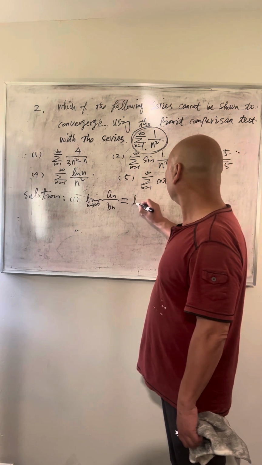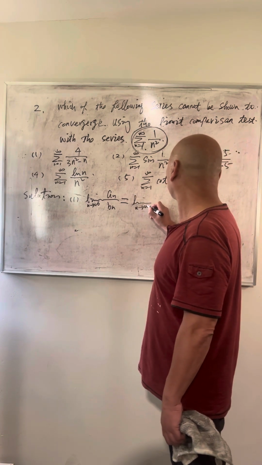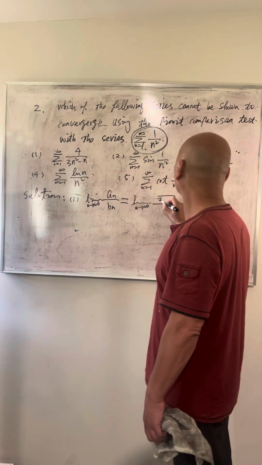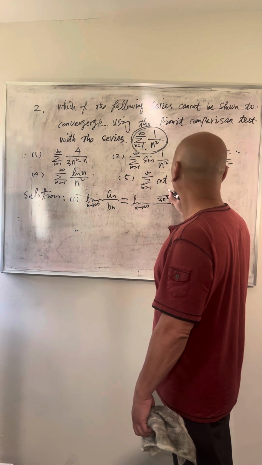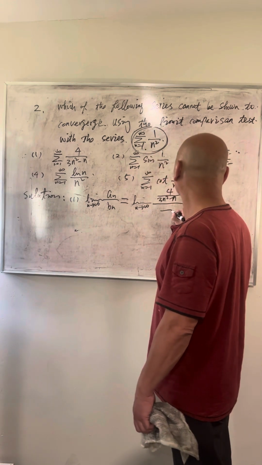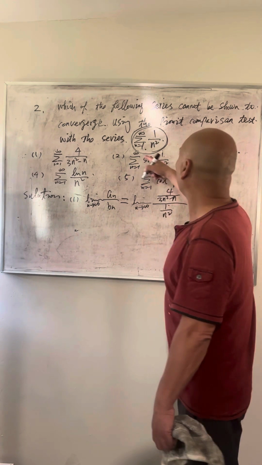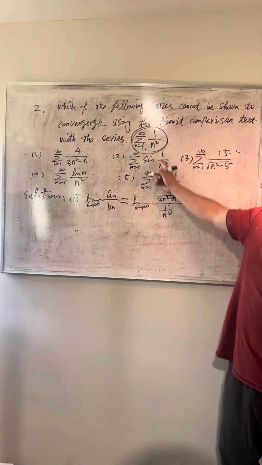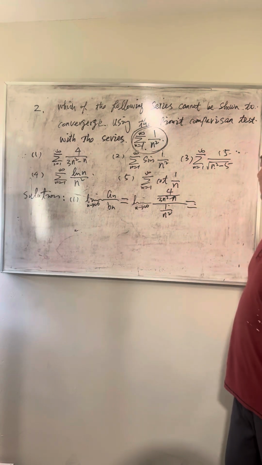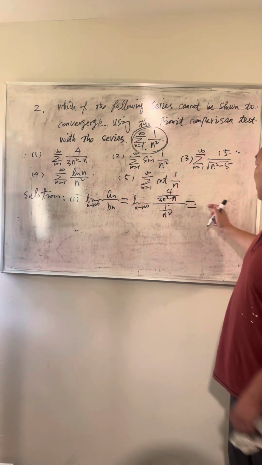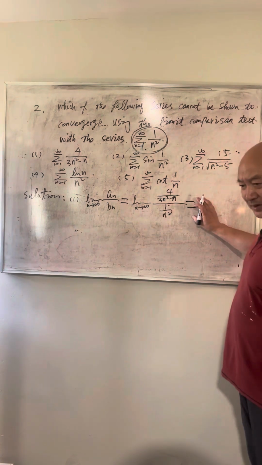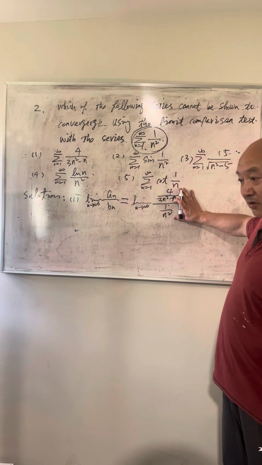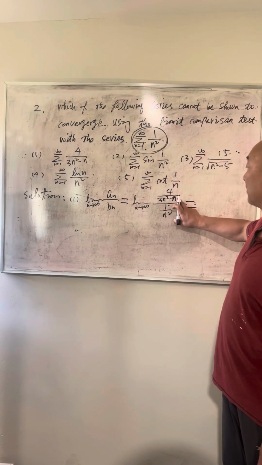Now if the limit is positive, like this, compare with this very famous series. We know this is convergent. If this limit is a positive number, both are either convergent or divergent. We know this is convergent, so this one must be convergent.